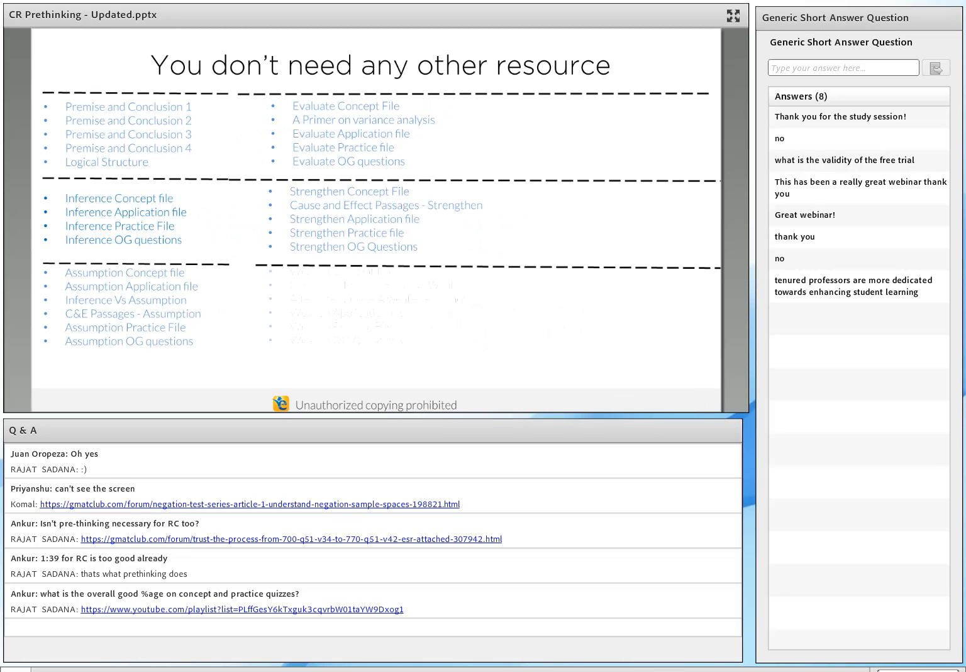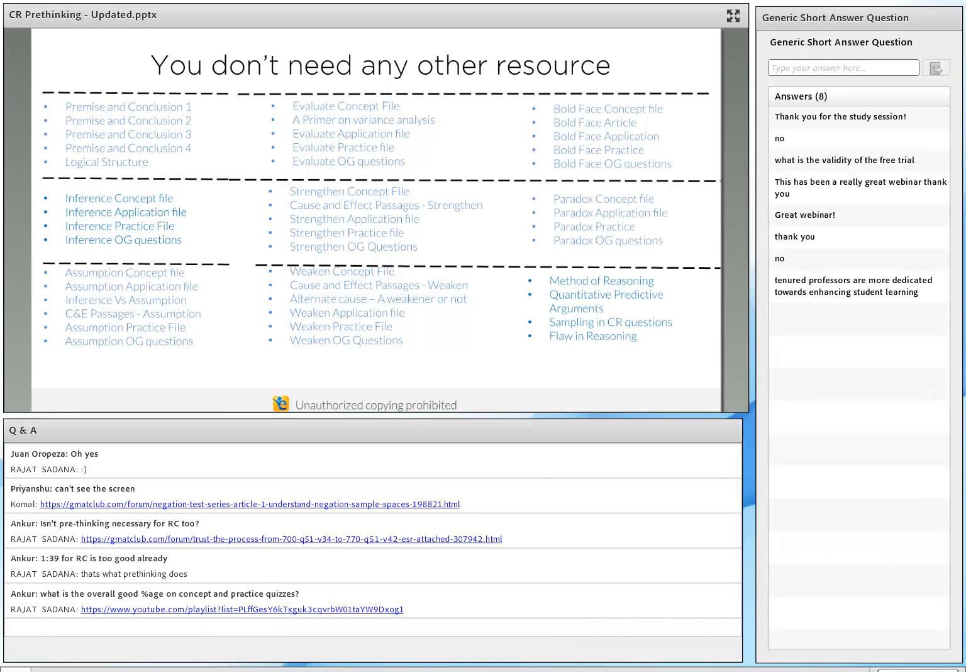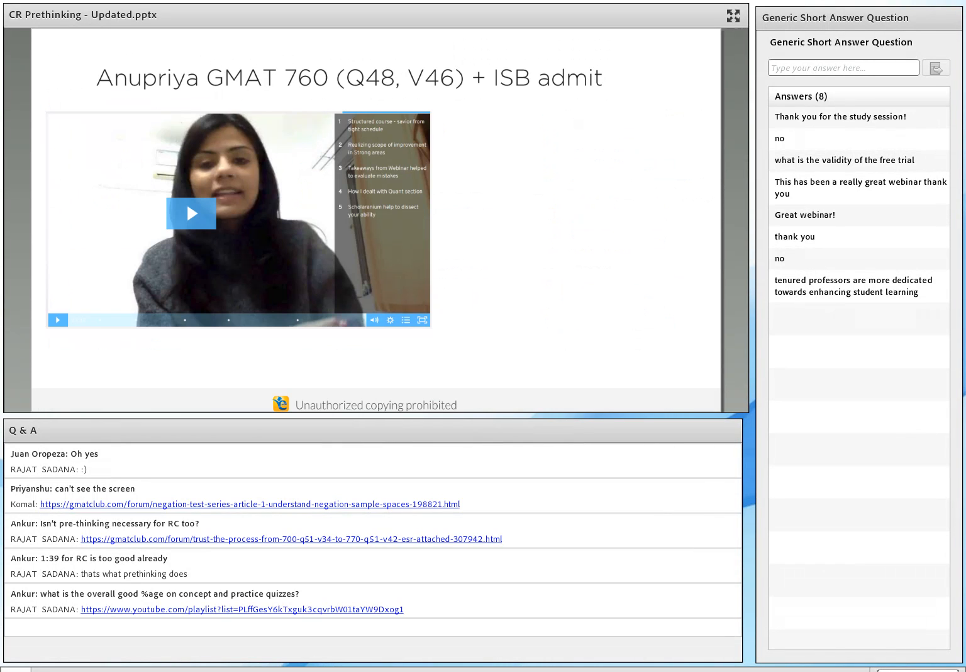Again, this is just at a very high level, the entire structure of the course. And this is just the critical reasoning part of it. And one thing is, if you're an e-GMAT student, please don't study any other resource. You don't need to. You can get done with critical reasoning in between 8 to 10 days, right from scratch.